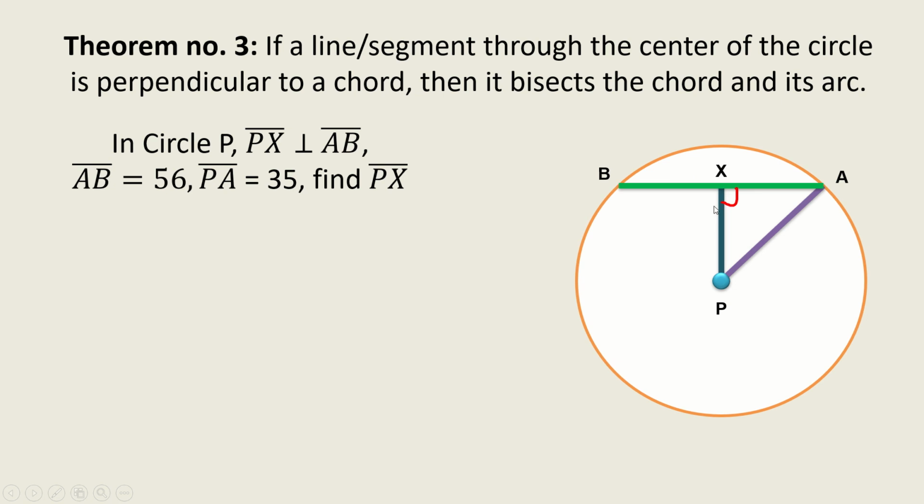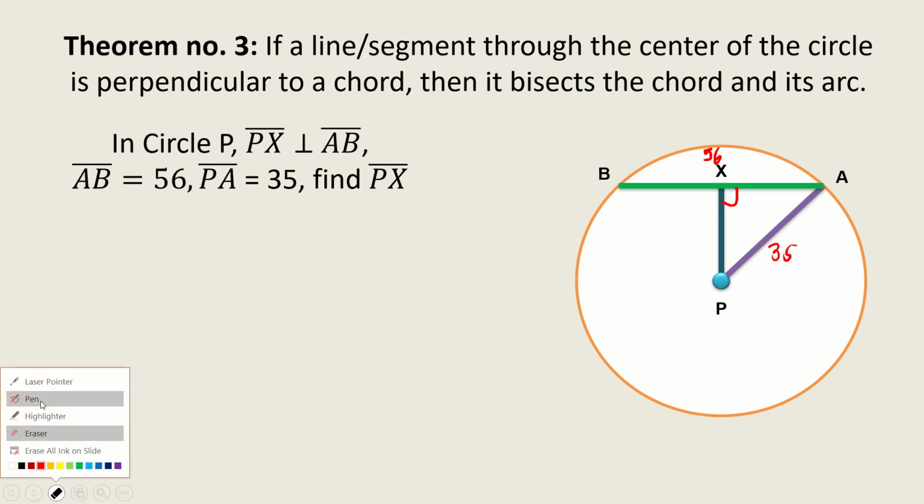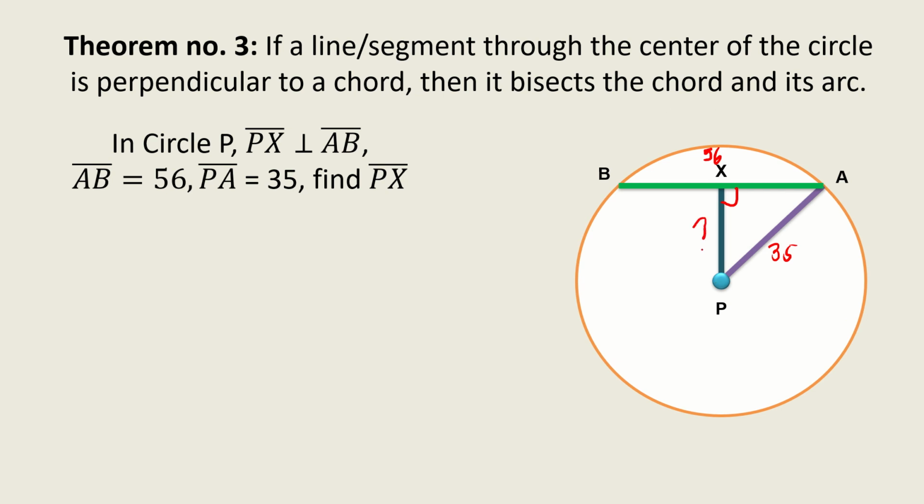Ano yung binigay sa atin? Yung measure daw ni segment AB, yung buong green na to is 56 units. Then si segment PA ay 35 units. Ang hinahanap sa atin is si measure ni segment PX. Now, dyan po natin magagamit si right triangle.